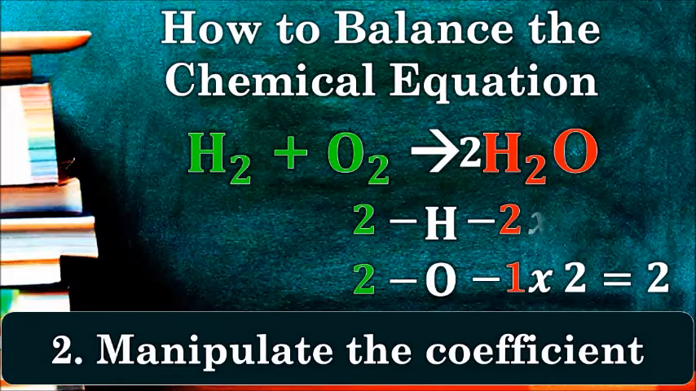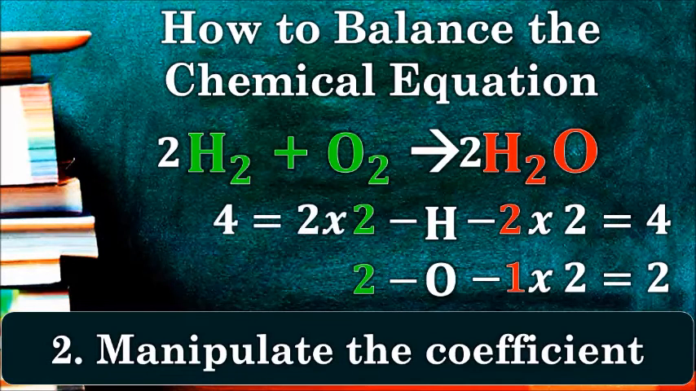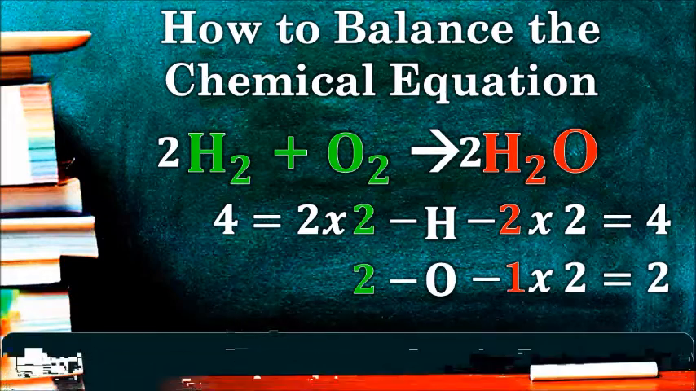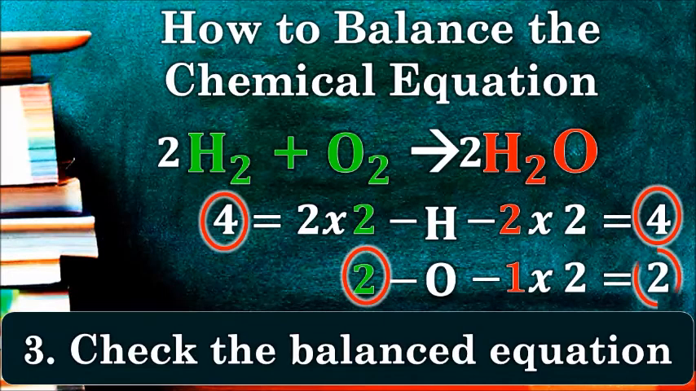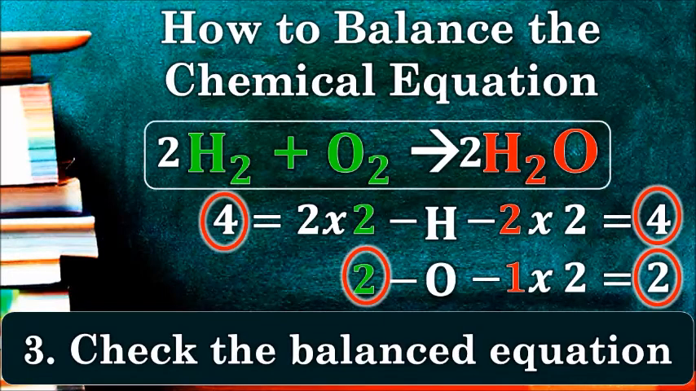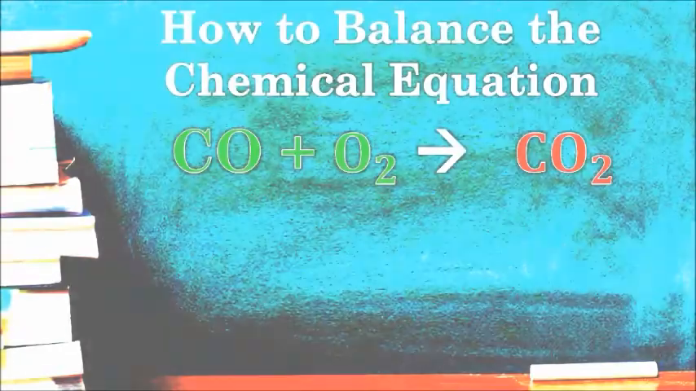This time, hydrogen atoms are multiplied by 2, thus equal to 4. We can place 2 in front of hydrogen gas in the reactant side. So, 2 times 2 is 4. There are now 4 atoms of hydrogen on both sides of the equation. Lastly, let's check the balanced equation to be sure that there is the same total number of each type of atom on both sides of the equation. And now, the chemical equation is balanced.